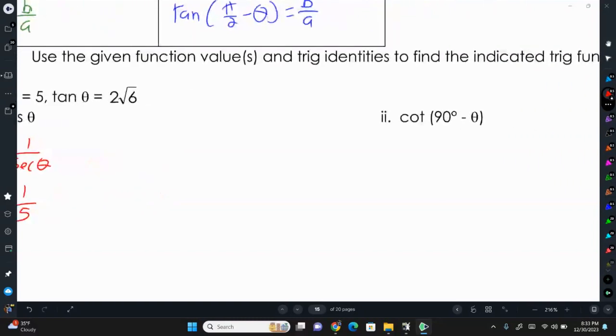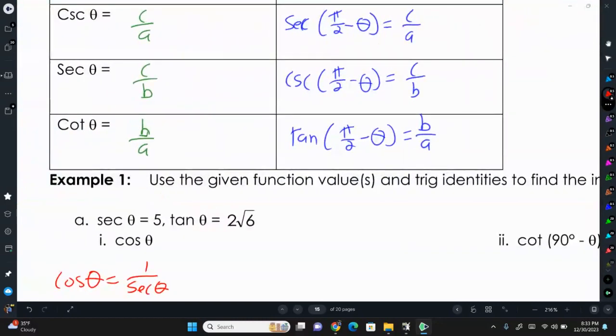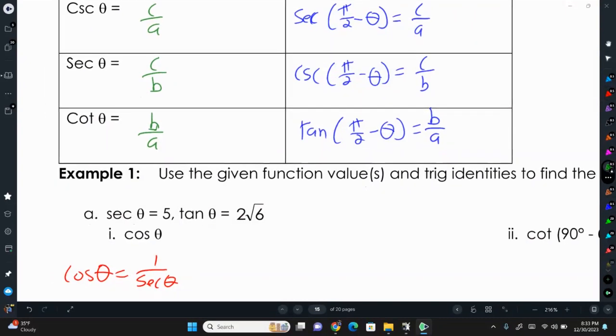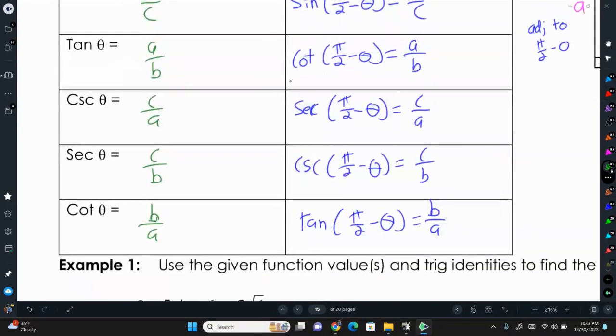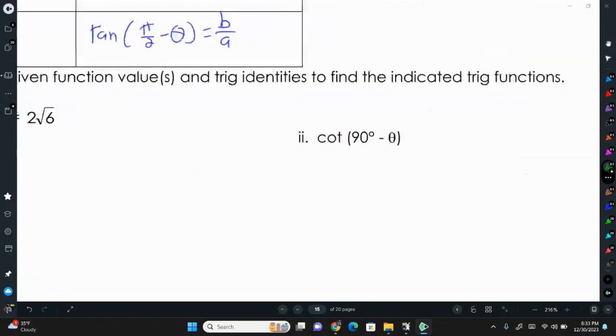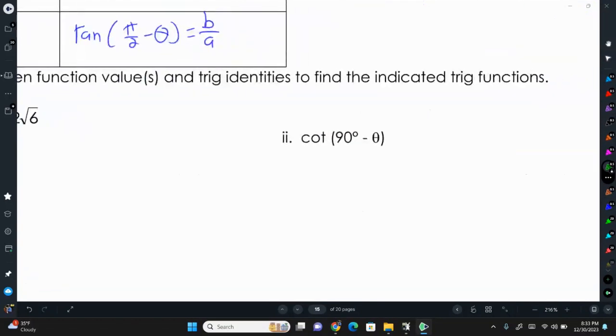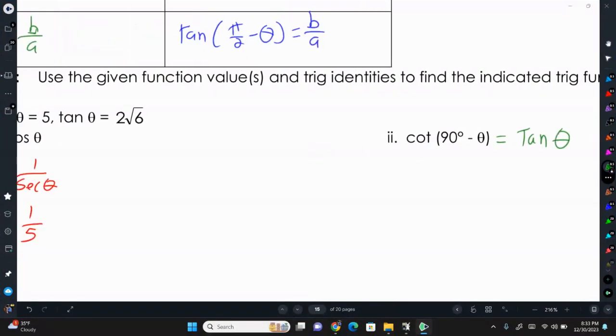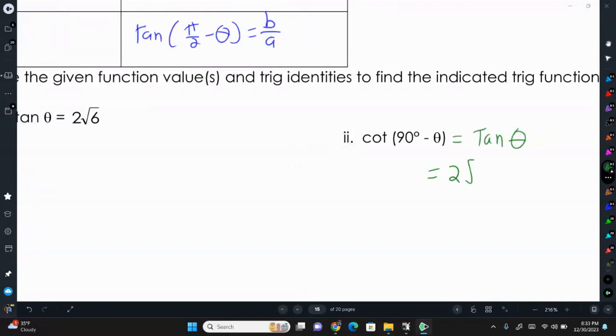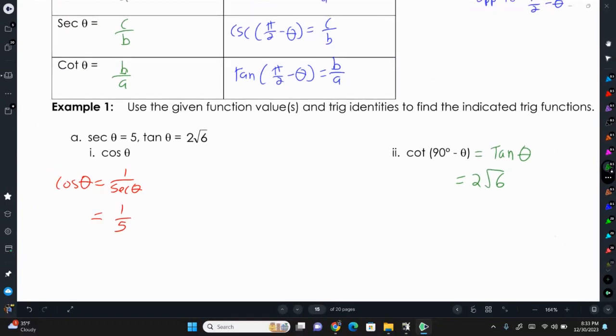So I want the cotangent of 90 degrees minus theta. Well, up here, we know that the tangent of theta and the cotangent of pi over 2, which is 90 degrees minus theta, are the same thing. So the cotangent of 90 degrees minus theta, that's the same thing as the tangent of theta, which we know from here is 2 times the square root of 6. So again, a lot easier than drawing out the right triangle.